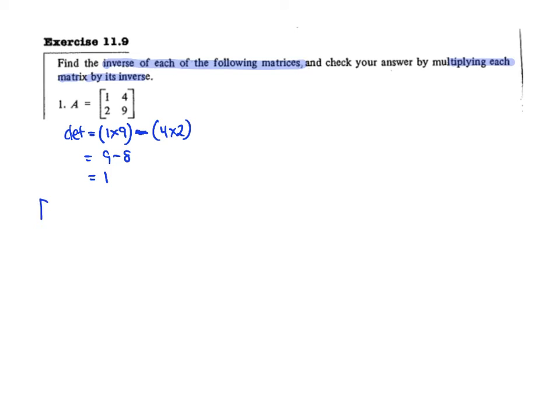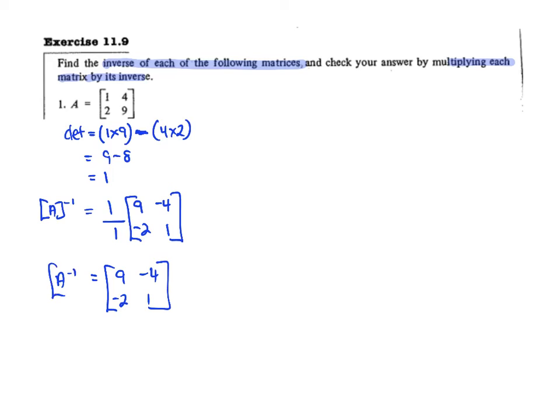Okay, let's go find inverse A now, which will be 1 over the det, which we said was 1. What number will go up here? 9, good. What will happen to the 4? It'll become negative, and this will be negative, and this one became 1. So if I multiply the 1 out, I end up with this. So this is inverse A.